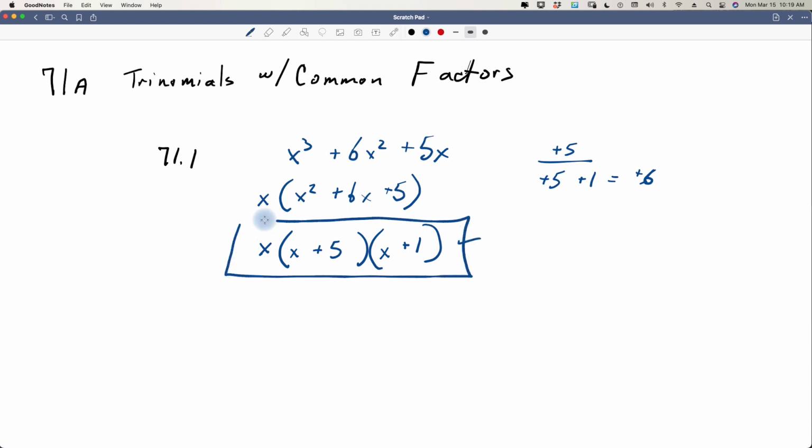So this will be your answer. You have to include this factor that you factored out in the beginning, kind of your pre-step, and both of your parentheses sets. So that'd be what I would be looking for when you type it into the system. All right, let's move on to 71.2.